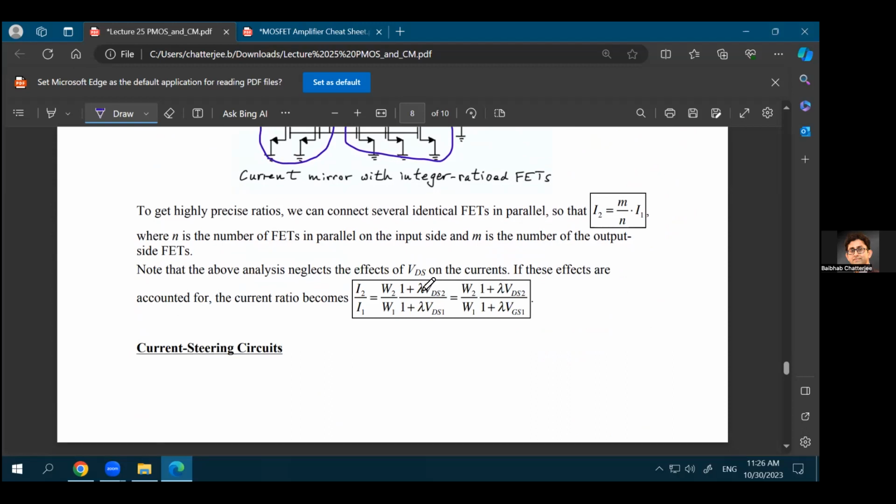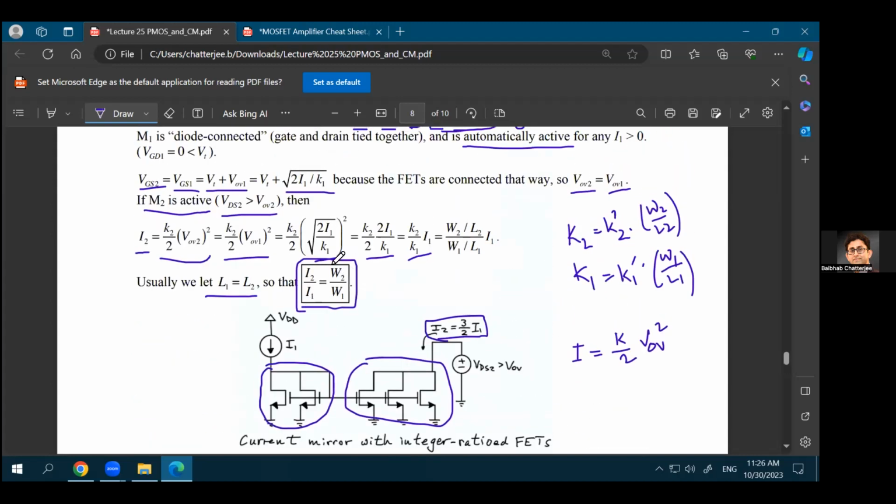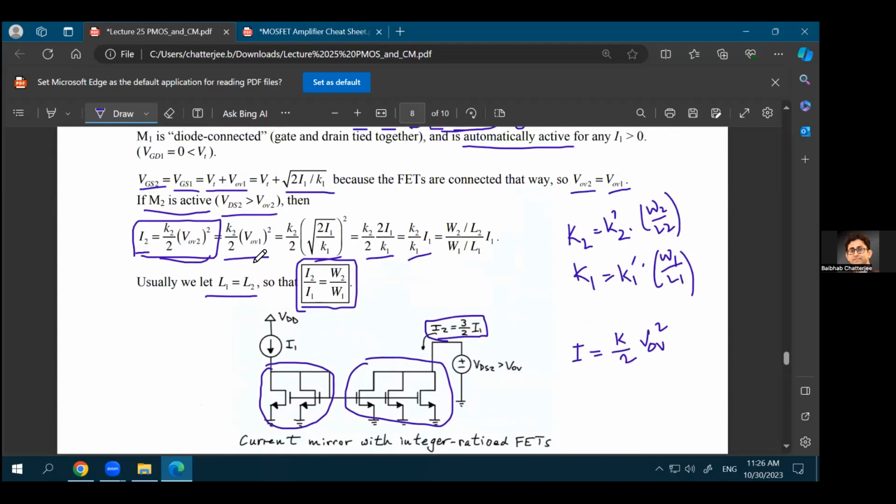All right. Now, remember that if you do consider the effect of lambda, or channel length modulation, or the effect of VDS, then this does not remain as simple. As you see over here, we considered the equation of current which does not take into account the effect of lambda or channel length modulation. If you take channel length modulation into consideration, your I2 over I1 will be W2 over W1 times 1 plus lambda VDS2 divided by 1 plus lambda VDS1. And that again directly comes from these equations.